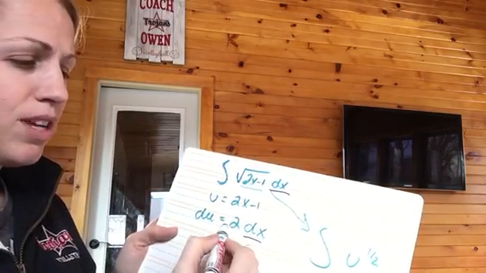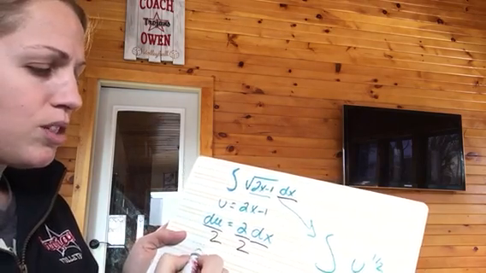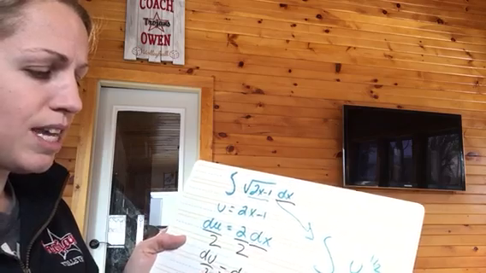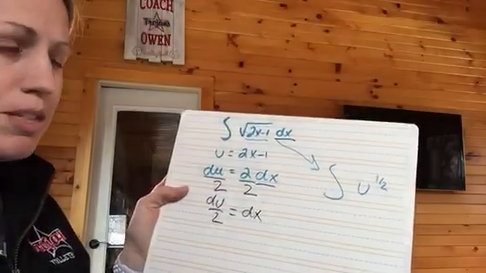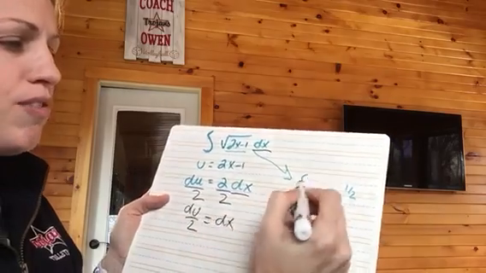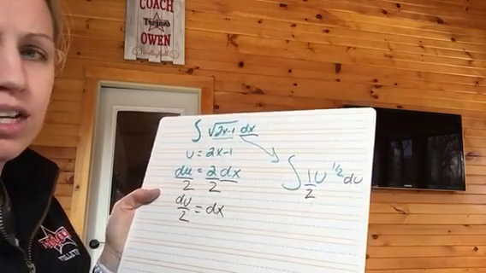So we need to get rid of the 2. So we are going to divide both sides by 2. So we would have du divided by 2 is equal to dx. That's the substitution that we need to make. So the dx here is going to be substituted out for 1/2 and then du over here.